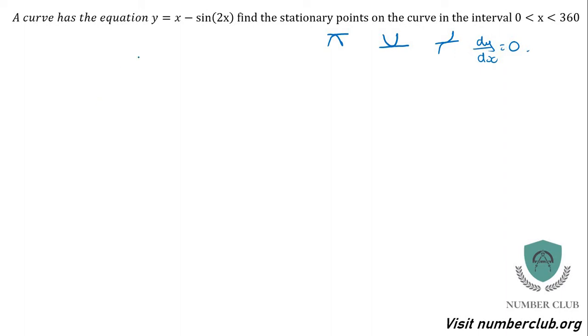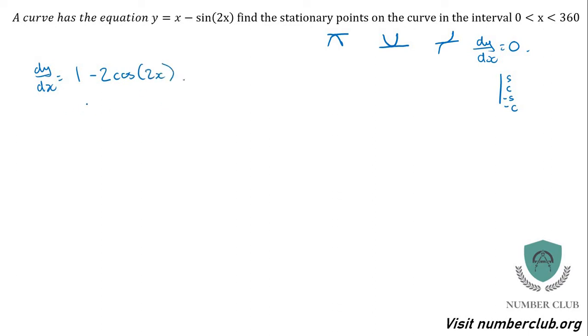So if y equals this stuff, then dy by dx, well, differentiate the x is 1, then differentiate the negative sine of 2x. And so you've got sine, cos, negative sine, negative cos. So that's going to be negative 2 cos of 2x.